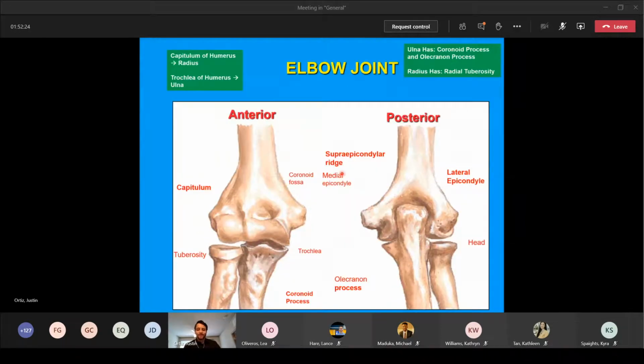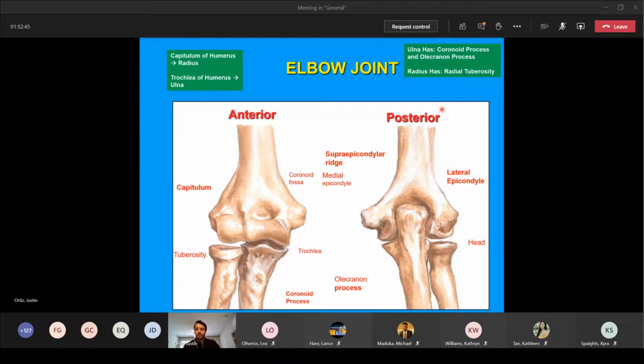So for this one, I think the most important thing to note is that the capitulum of the humerus is going to attach to the radius or be like part of the radius, while the trochlear of the humerus is going to attach to the ulna, right? So I would note that. I would definitely note that the capitulum of the humerus is going to be towards the radial side, radius, and the trochlear of the humerus is towards the ulnar side.